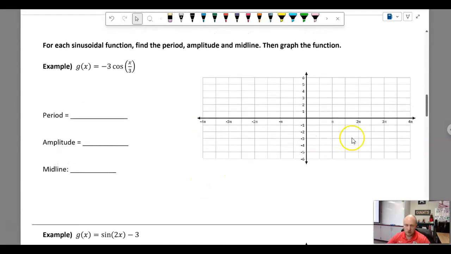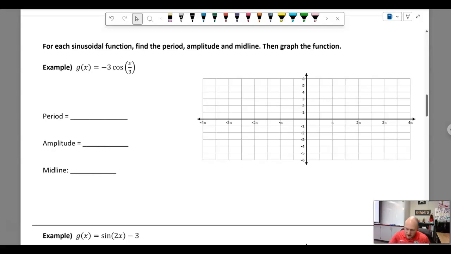So, let's look at example number 1. What I like to do with these problems is identify our parameters. A is equal to -3, B is equal to 1/3, and our D value is equal to 0. So that's our midline, y equals 0. You can expect the center of your graph to be on the x-axis. So here's our midline. I'll draw a dashed line for that midline.